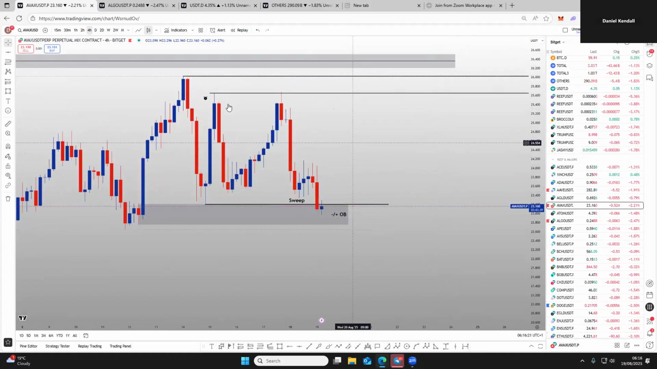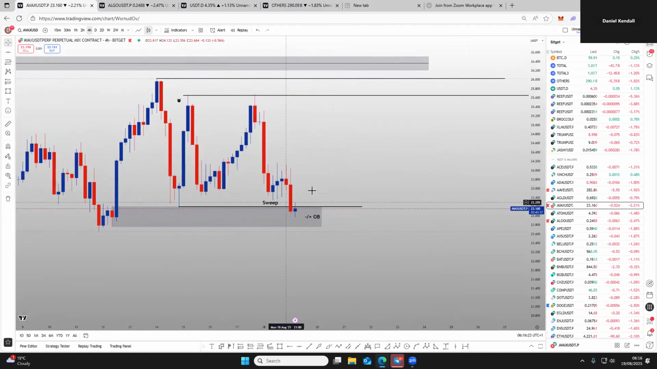So equal highs as well, equal highs, equal lows, loads of liquidity above and below them. If they get swept into an order block or fair value gap, very high probability trade there.